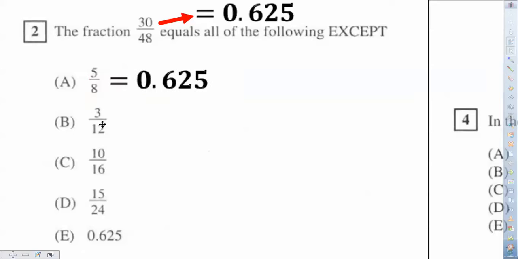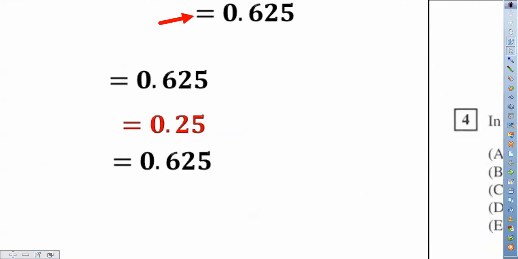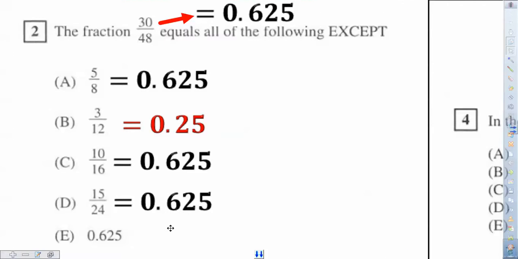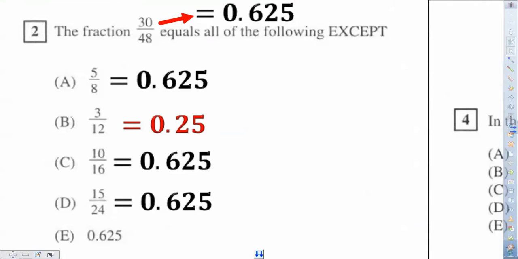So if you look at this one here, 5 divided by 8, that's 0.625. 3 divided by 12, hey, wait a second, that's 0.25. Take a second to confirm the other ones. Divide. Divide. And where's that last one? Oh, we don't need to change that one. That's already 0.65, right? So there we go. We've just got our answer right there. It's got to be B.